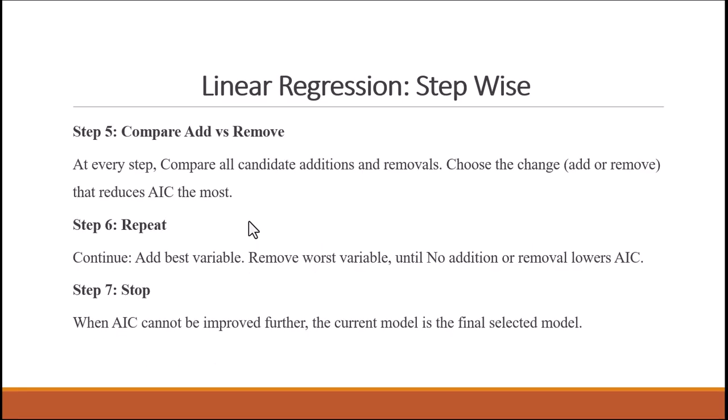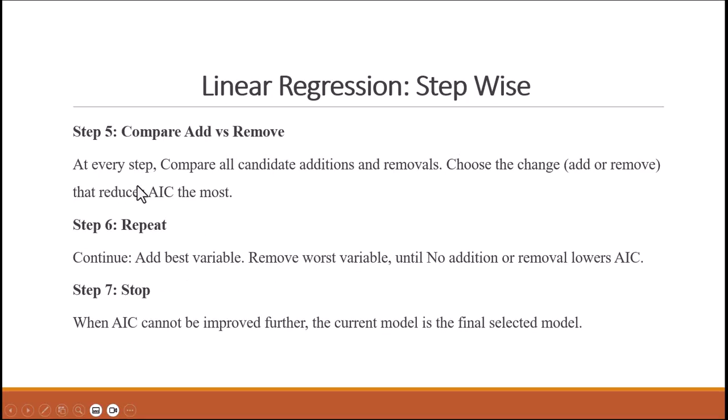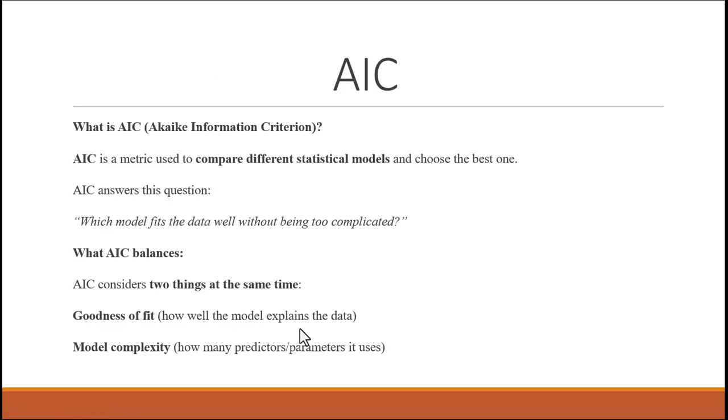And step 5, compare add versus remove. At every step, compare all the candidate additions and removals and choose the change that reduces AIC the most. And step 6, repeat steps 3 and 4 until the AIC cannot be improved further. And the current model is the final selected model.